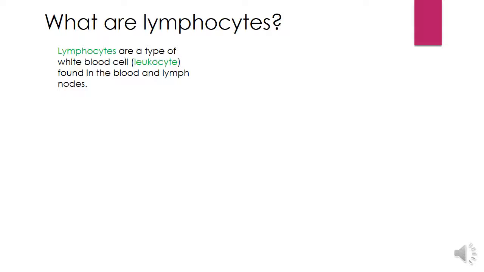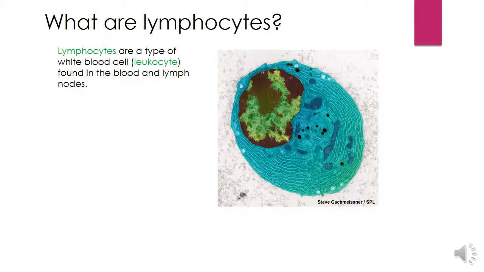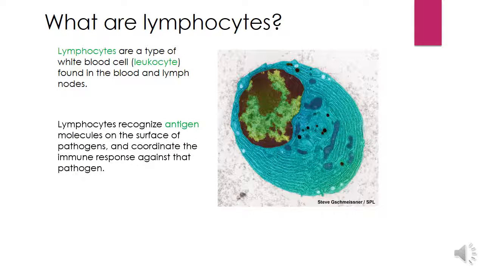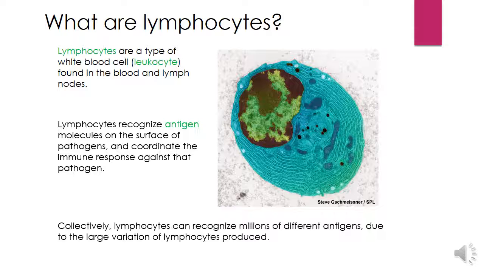So then we've got lymphocytes. They're a type of white blood cell called a leukocyte, found in blood and lymph nodes. They recognize antigens. Okay, so these are a type of white blood cell. They recognize antigens on the surface of a pathogen and they coordinate the immune response. Collectively, lymphocytes can recognize millions of different antigens due to the variety of lymphocytes produced. So we don't just produce one type and then say, here, go and be everything to everyone. We produce a variety of these so that somewhere along the line, one of them is bound to catch things that are going wrong.